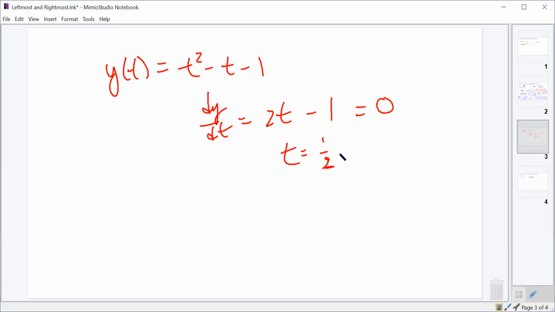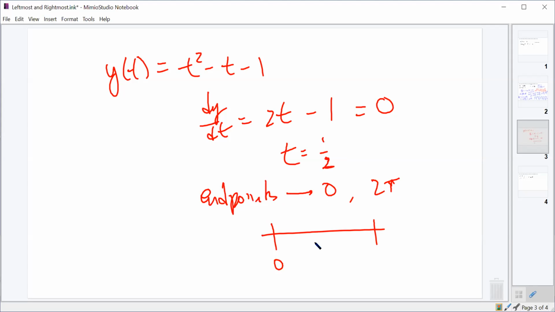And then the other options of where it could be at its lowest point and its highest point should be what other two t values? Starting point and endpoints, right? That's our endpoints of 0 and 2 pi. So when we make a sign chart, or when we just plug in these values, we'll make a sign chart. Here's 0, here's a half, and here's 2 pi.